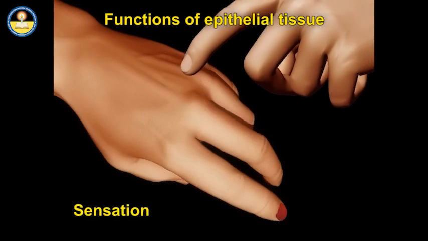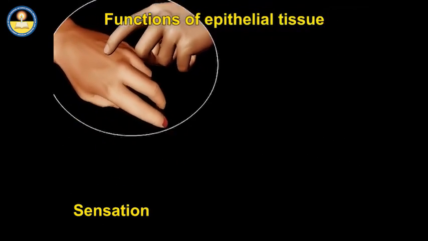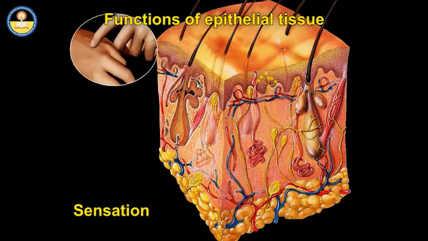Sensation. Sensory stimuli penetrate specialized epithelial cells. Specialized epithelial tissue containing sensory nerve endings is found in the skin, which helps us to sense different kinds of stimuli.